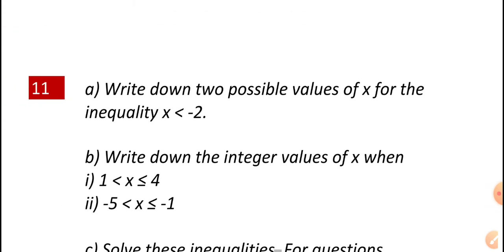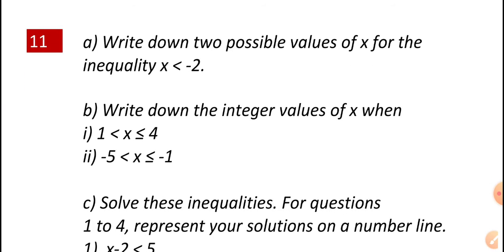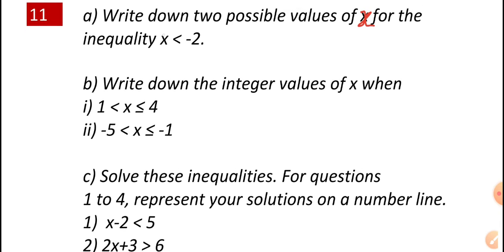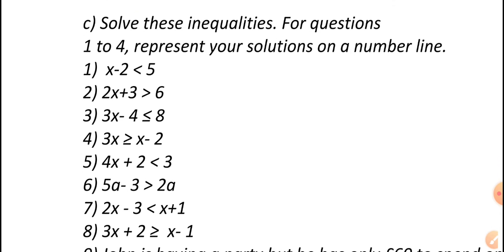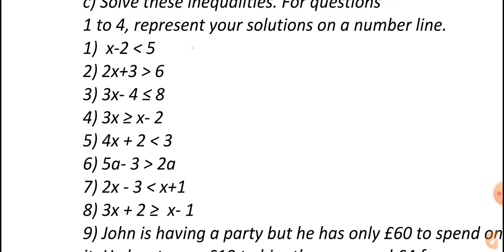So question 11, I would like you to try by yourself. So question 11a, write down two possible values of x for the inequality x is less than minus 2. Then here, write down the integer values of x. And then there's two questions here for you. And all of these here, they're x's, not times. They're all x's.